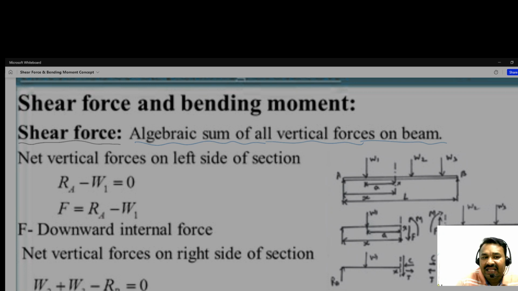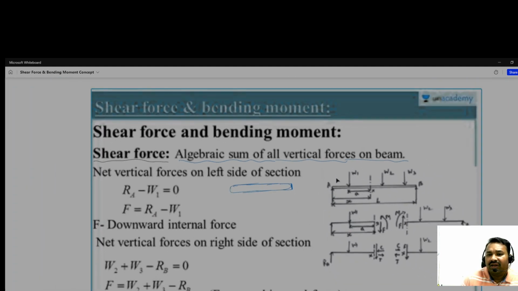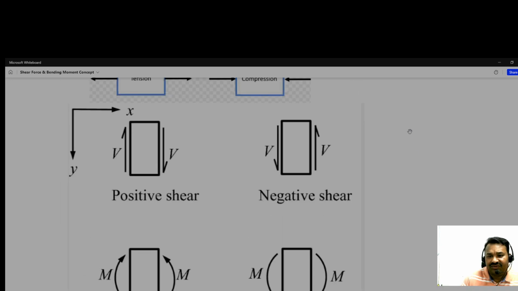nothing, it is a vertical force acting on the beam, perpendicular to the beam, not parallel to the beam. Okay, but the cross section, it will be parallel to the cross section. If you see the beam, this is the beam, and this cross section, it is parallel. So it is simply nothing, the shear force is vertical forces. So what we have to do, we have to sum up all the vertical forces.